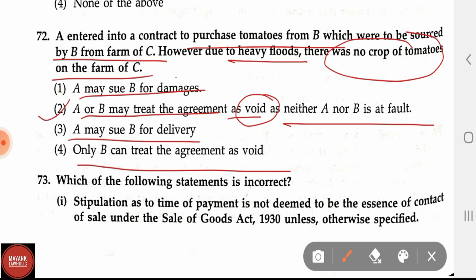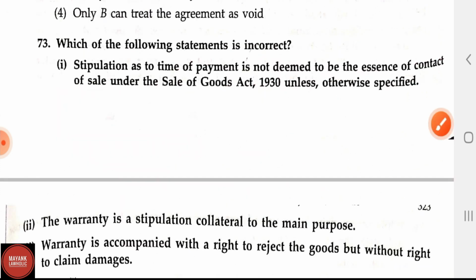The correct answer will be the second answer, because it will not be possible for them to perform the contract, so it becomes void. A or B may treat the agreement as void, as neither A nor B is at fault.